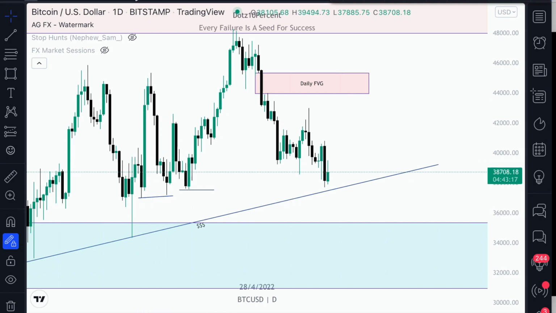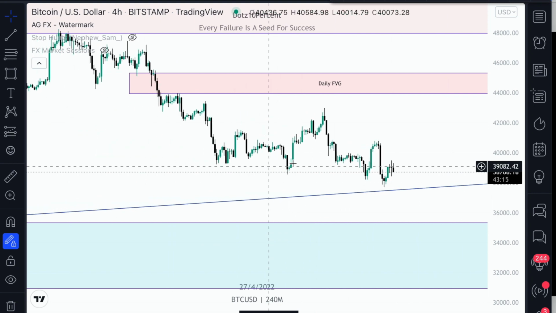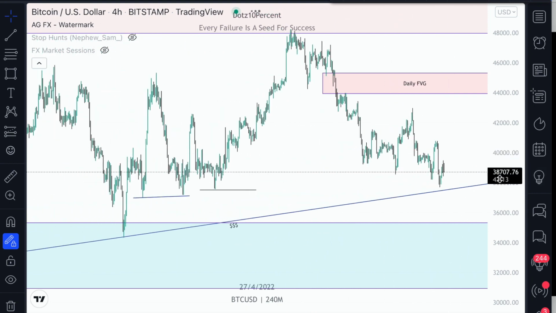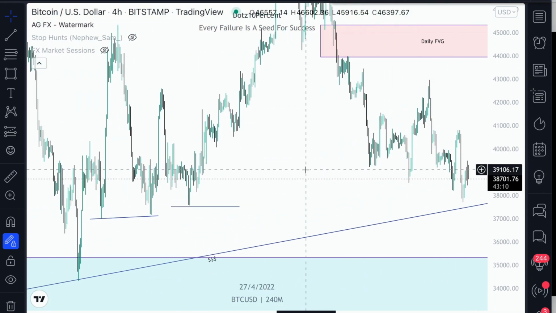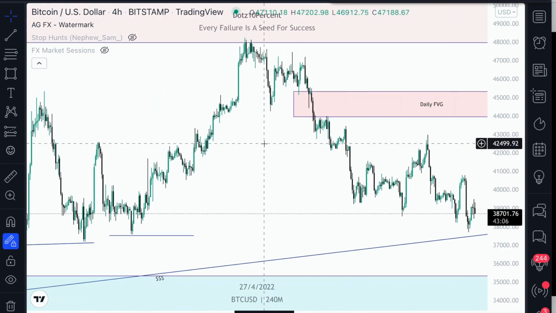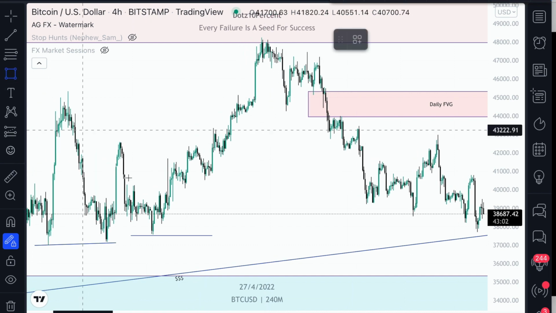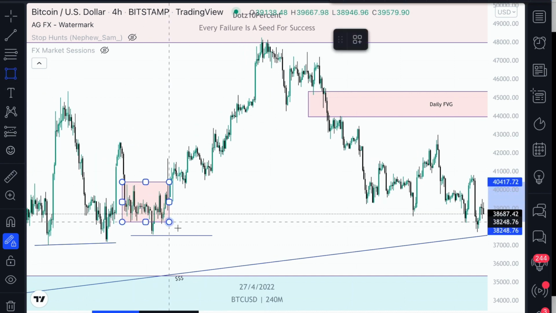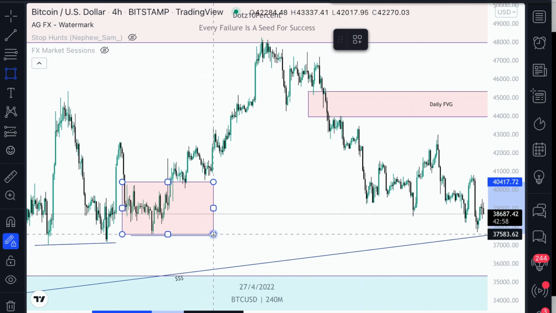Cool. That's the daily. Now the 4 hour, right? So the 4 hour here is interesting because, one, shout out Omar first of all for showing me this, but we have something in play called a market maker sell model. This is our original consolidation, right?